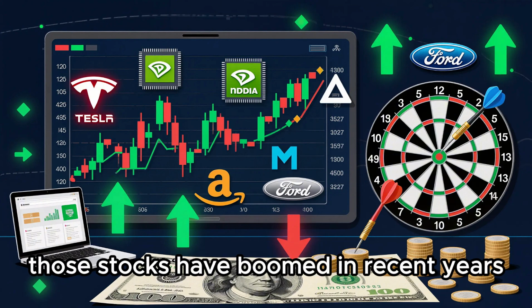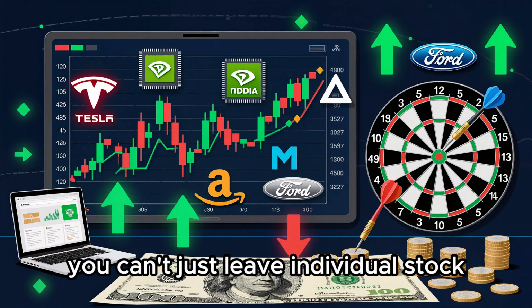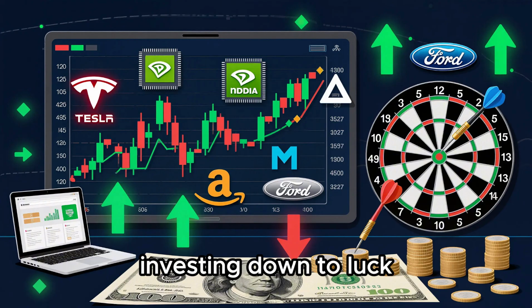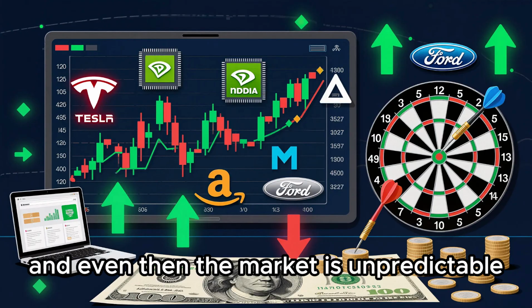Those stocks have boomed in recent years. And luckily, I have some of those in my personal portfolio. But this just goes to show you can't just leave individual stock investing down to luck. You have to be strategic with your stock picks, and even then, the market is unpredictable.